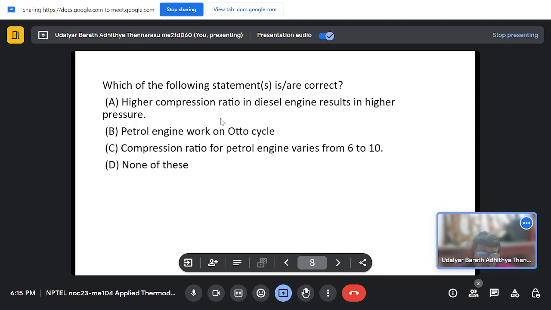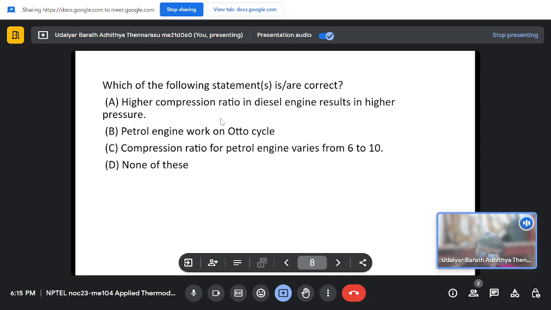That is required too in a compression ignition engine. If you have higher pressure, your temperature will also be higher, and it will create self ignition. That's what you require in a diesel engine, which operates as a compression ignition engine. So hence statement A is true.